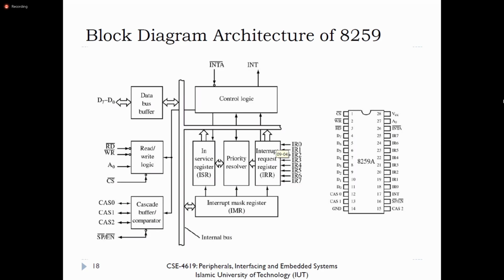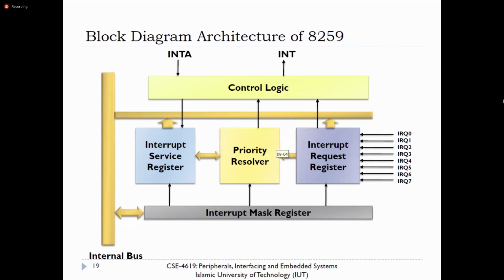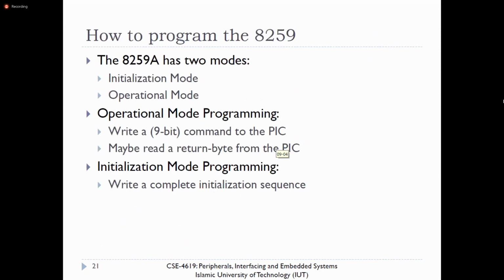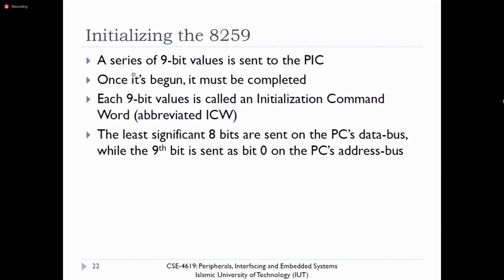So that 9-bit value will be stored into this control logic with some bitwise control information, similar to the 8255 or 8155 we have seen. A series of 9-bit values is sent to the PIC, the programmable interrupt controller, and once it has begun, it must be completed. Of the 9 bits, 8 bits will be sent through the data bus, and the 9th bit will be sent through the address bus, that is A0.